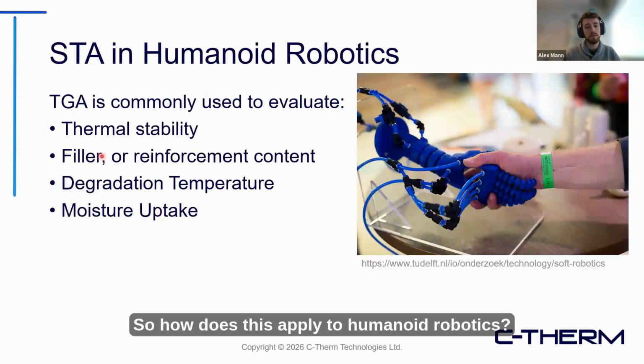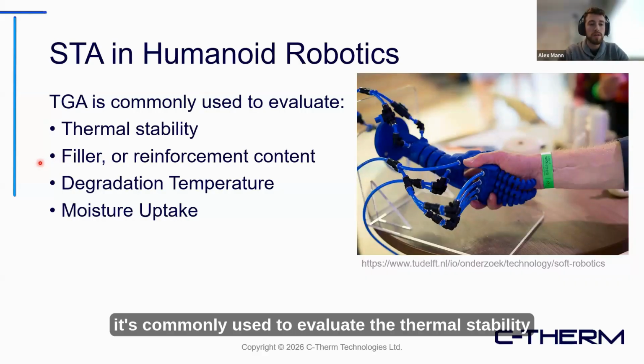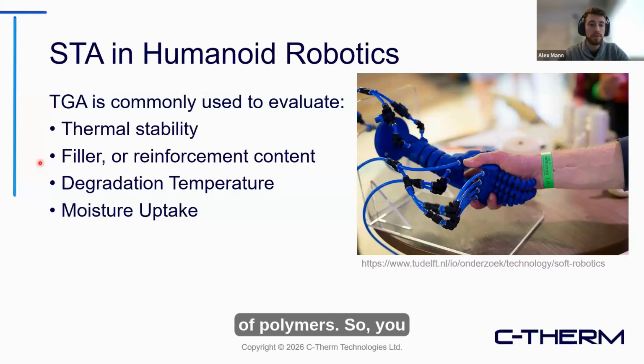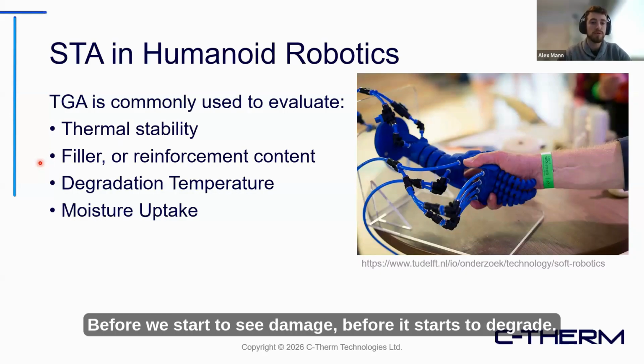So how does this apply to humanoid robotics? Well, it's commonly used to evaluate the thermal stability of polymers. When we take it up to a temperature that's above what we want, how long is it going to stay before we start to see damage, before it starts to degrade?